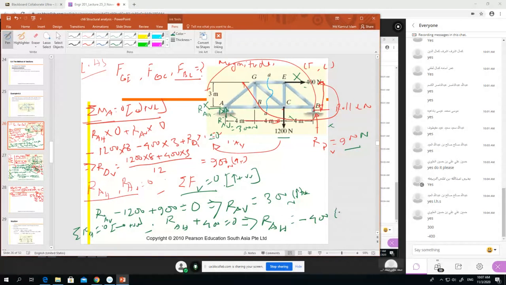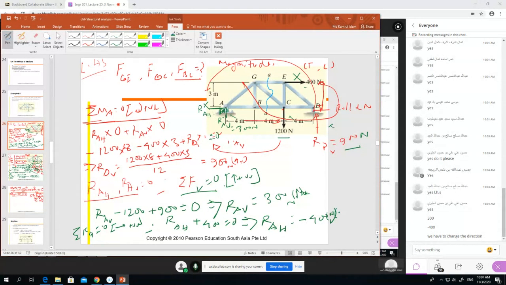Minus 400 Newton, right? What does minus mean? We assumed it is right hand side. That means we have to change. Yes, correct. Thank you very much. You understood what we have to do. That means our assumption was not correct. The correct direction is here. We just write it down there. That's it. Finish.